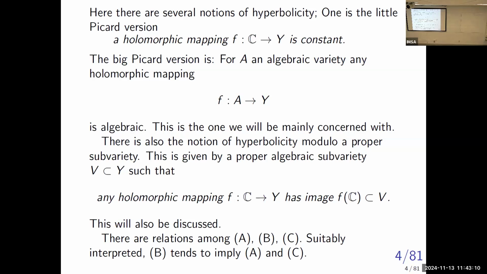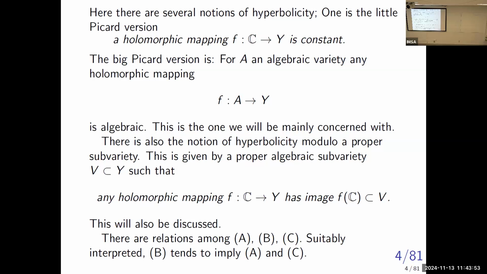There are several notions of hyperbolicity. That's the Picard one. The big Picard one is that any mapping of an algebraic variety to Y is algebraic, no transcendental mapping. So that's the one we're going to be mainly concerned with. There's also the notion of hyperbolicity modulo a proper subvariety. And that's given by there being a proper algebraic subvariety such that any holomorphic mapping has its image in this proper subvariety.